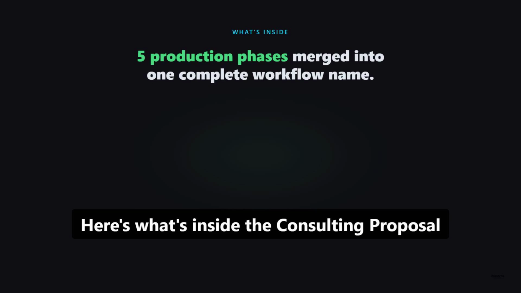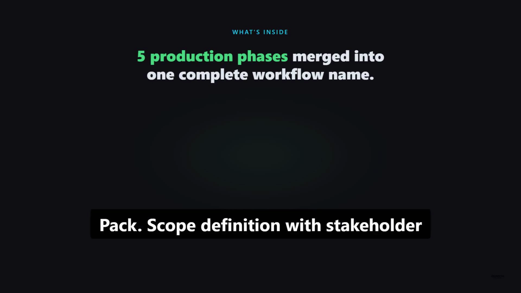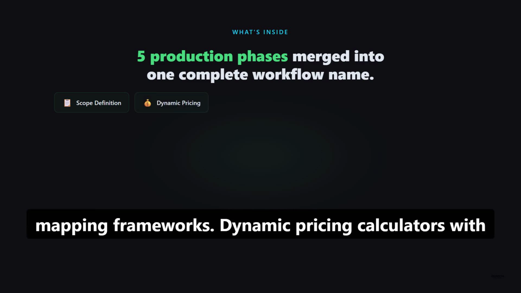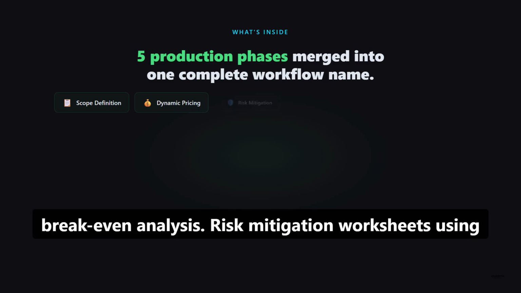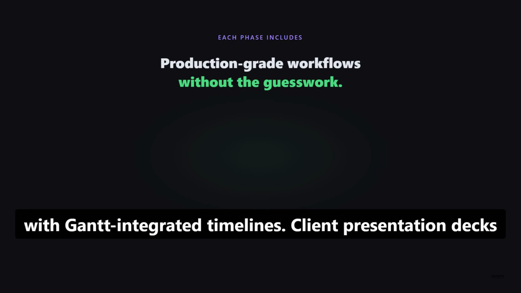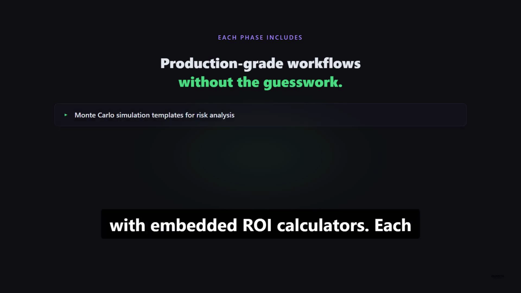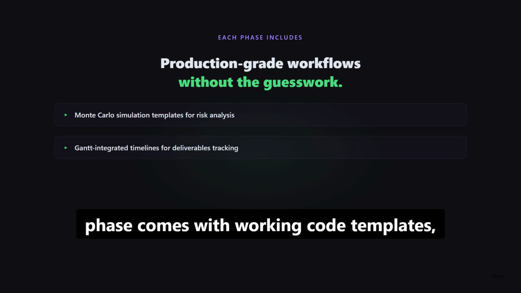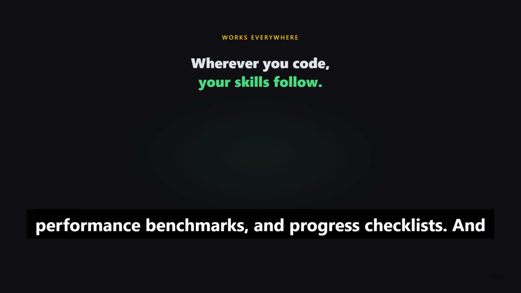Here's what's inside the consulting proposal pack: scope definition with stakeholder mapping frameworks, dynamic pricing calculators with break-even analysis, risk mitigation worksheets using Monte Carlo simulation templates, deliverables tracking with Gantt-integrated timelines, client presentation decks with embedded ROI calculators. Each phase comes with working code templates, performance benchmarks, and progress checklists.